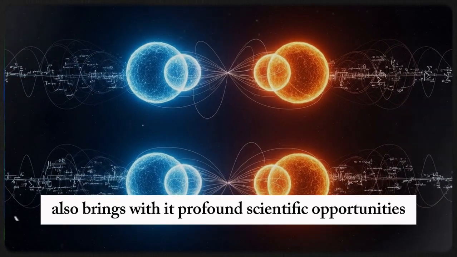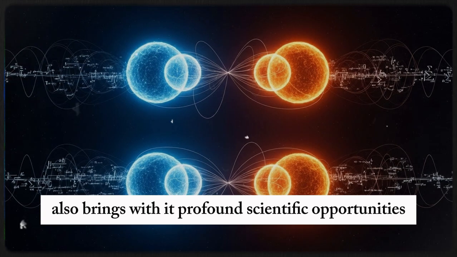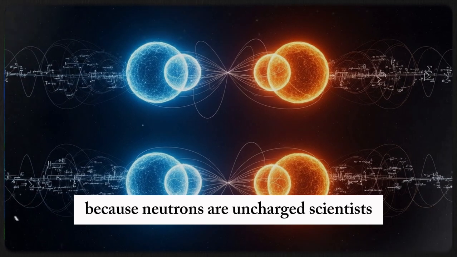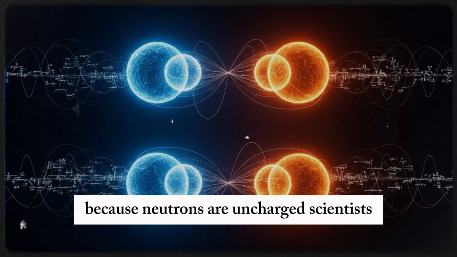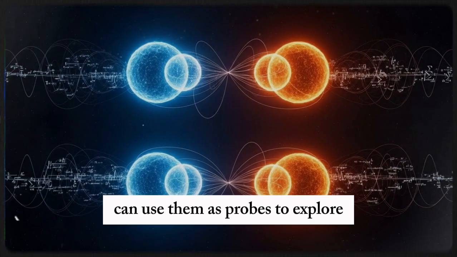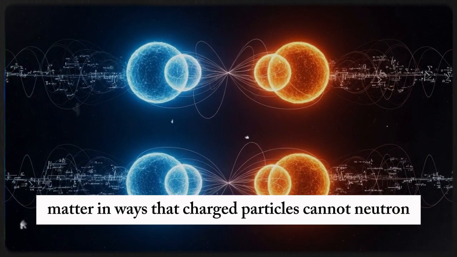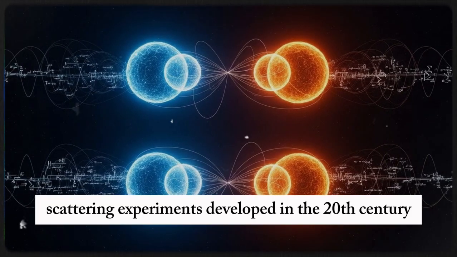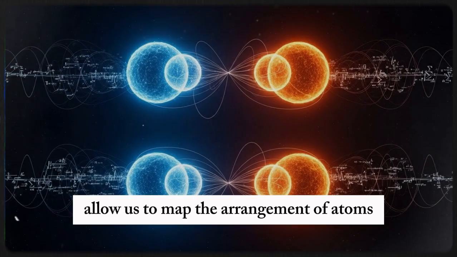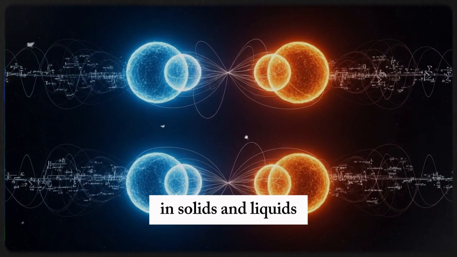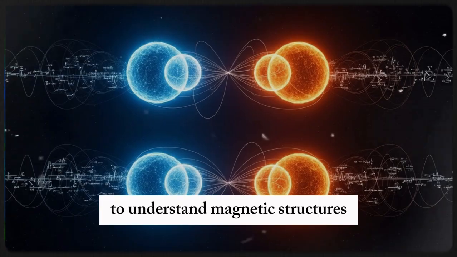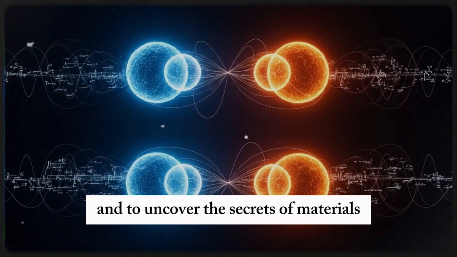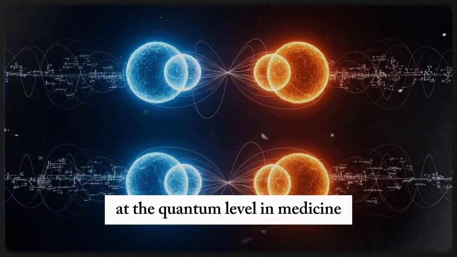This neutrality also brings with it profound scientific opportunities. Because neutrons are uncharged, scientists can use them as probes to explore matter in ways that charged particles cannot. Neutron scattering experiments developed in the 20th century allow us to map the arrangement of atoms in solids and liquids, to understand magnetic structures, and to uncover the secrets of materials at the quantum level.